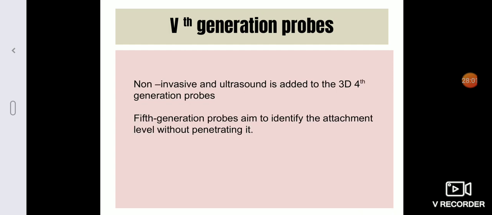Next are the fifth generation probes. These are non-invasive, and an ultrasound is added to the three-dimensional fourth generation probes. The fifth generation probes aim to identify the attachment levels without penetrating it. That's why they are known as non-invasive. Now, how do they carry out this measurement of attachment levels without penetration? This is provided by the ultrasound, which is added to the features of generation 4 probes.